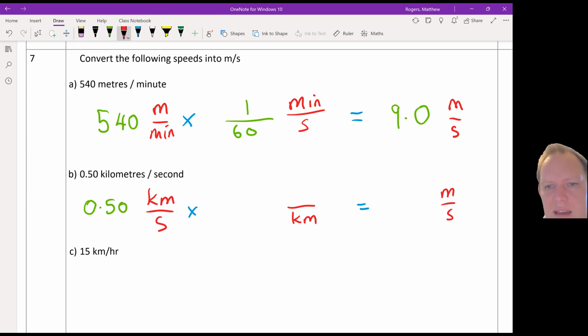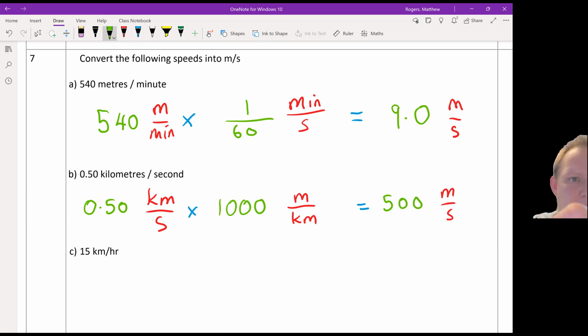The seconds already there, they're fine. But the thing I need to introduce is the meter. So I need to multiply by the number of meters per kilometer. Number of meters per kilometer, hopefully remember, is 1,000. So this means my answer should be 0.5 times 1,000. So that is 500 meters per second.